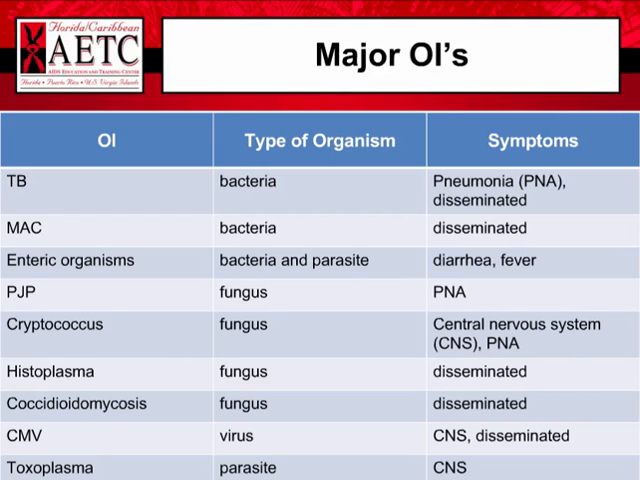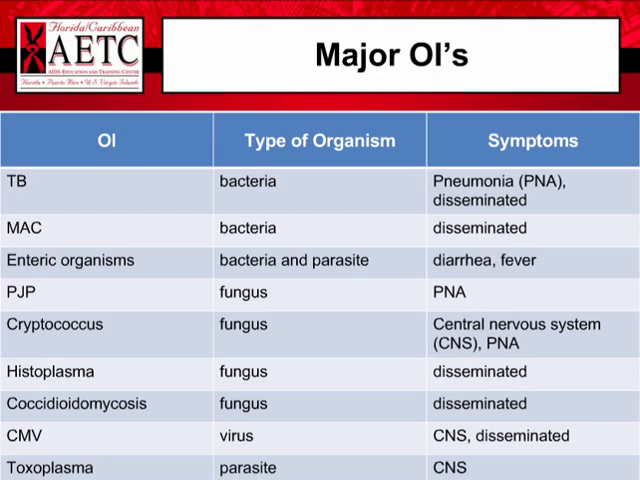Histoplasma is also a fungal infection. We typically associate it with exposures from Ohio and the Ohio River Valley. It typically causes disseminated infections that can cause skin changes, fevers, lung manifestations, as well as meningitis. And the same goes for coccidiomycosis, which we typically see more out west, around California and Arizona. It's also a fungal infection.